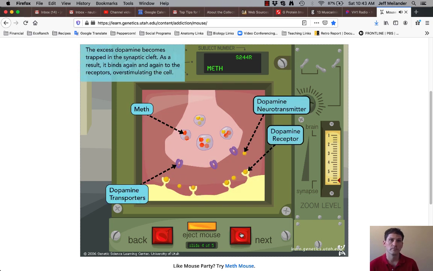The excess dopamine becomes trapped in the synaptic cleft. As a result, it binds again and again to the receptors, overstimulating the cell. Remember, that dopamine normally would be taken back into the cell by these dopamine transporters. And at this point, we have reversed the effect of those transporters, and so dopamine is being pushed out, so we're stimulating again and again and again. And so you can imagine the excitatory signals coming into these postsynaptic neurons.